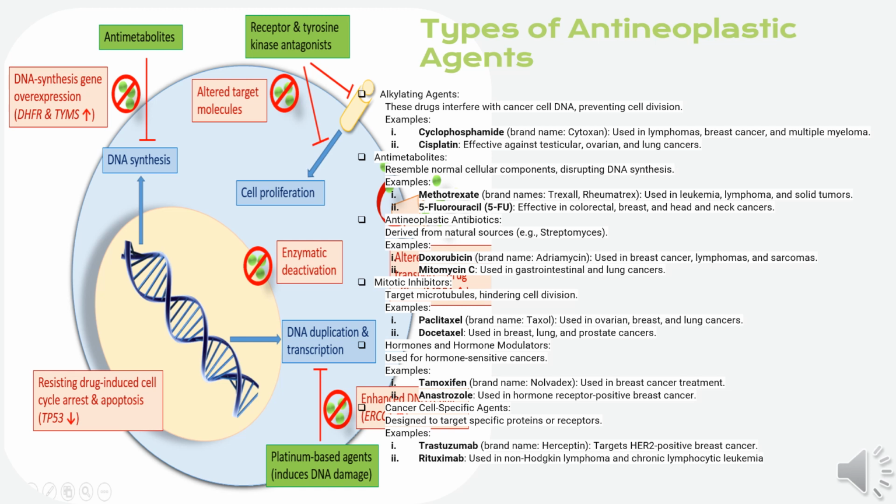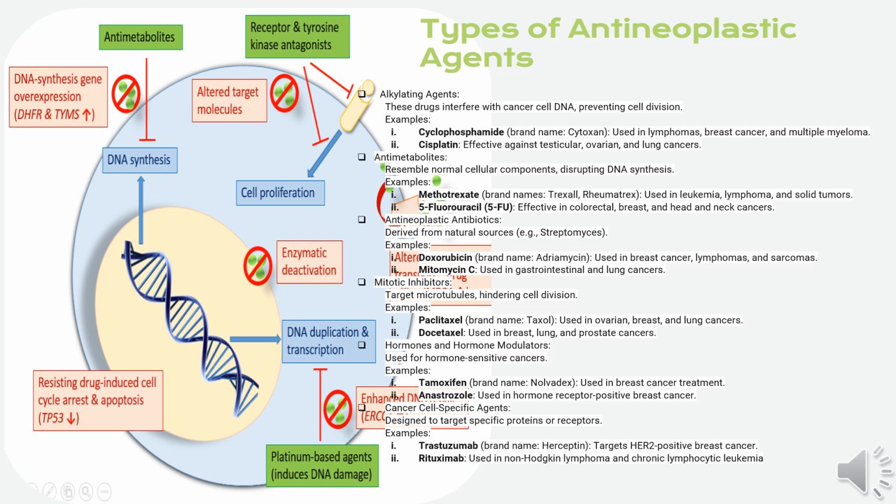So here we are going to talk about the different types of antineoplastic agents or anti-cancer drugs. These agents are crucial in our arsenal against cancer, and as future healthcare providers, it is essential to understand how they work and where they are applied. Now, alkylating agents. These are heavy hitters. They interfere with DNA of cancer cells, preventing them from dividing and multiplying.